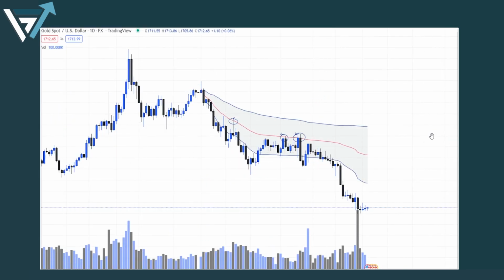This time, however, we're looking at the 1 day chart, so more of a long-term basis. And as you can see, we've taken the VWAP from this swing high up here.